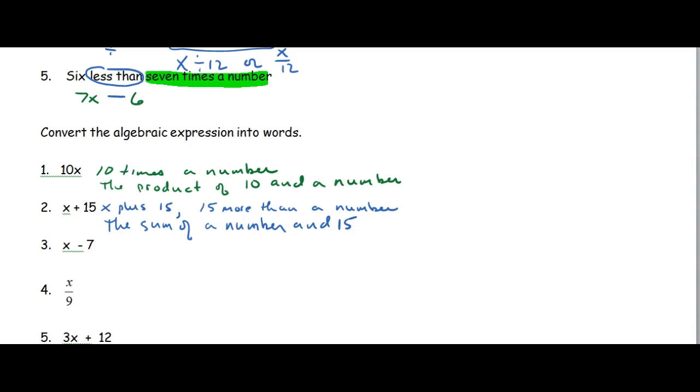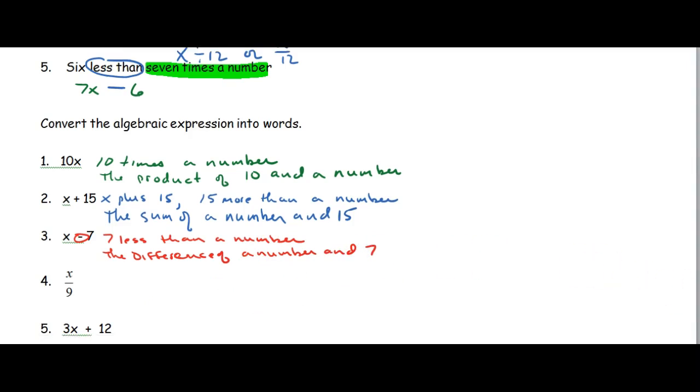Number 3, we know this is x minus 7, so you could write that. But we could also do 7 less than a number. Or, what's another word for subtraction? Difference. So we could say the difference of a number and 7. Okay, so these are all different ways you can write them.